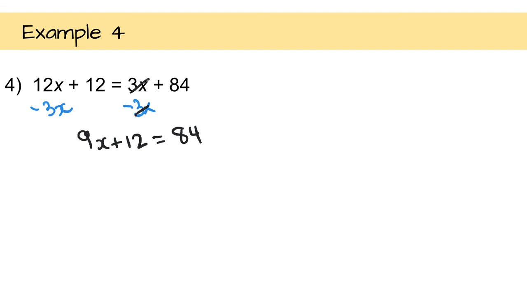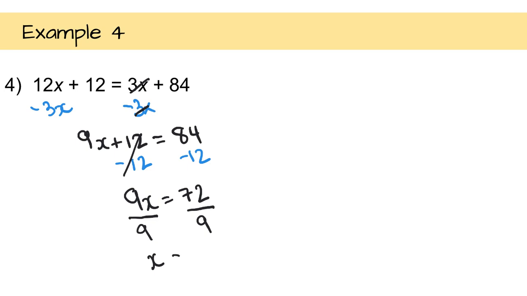Next, we're going to move our constant number over here. So we're adding 12. Inverse operation is subtract 12 from both sides, which leaves us with 9x is equal to 72. And then we're going to divide by 9 because it's the inverse operation of multiplying by 9, which gives us x equal to 8 as a final answer.